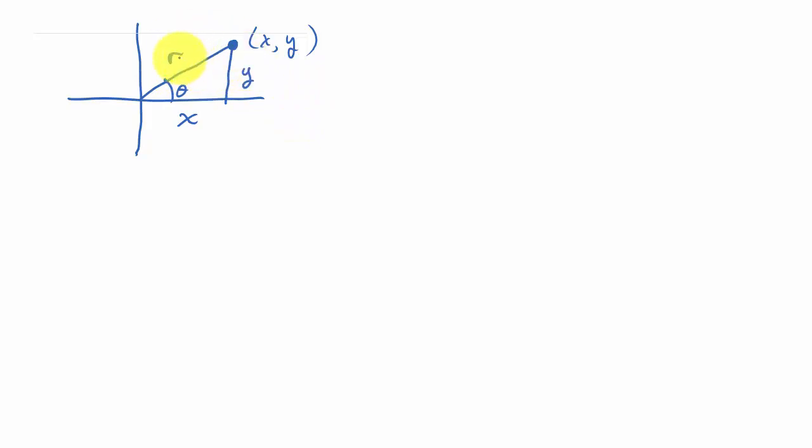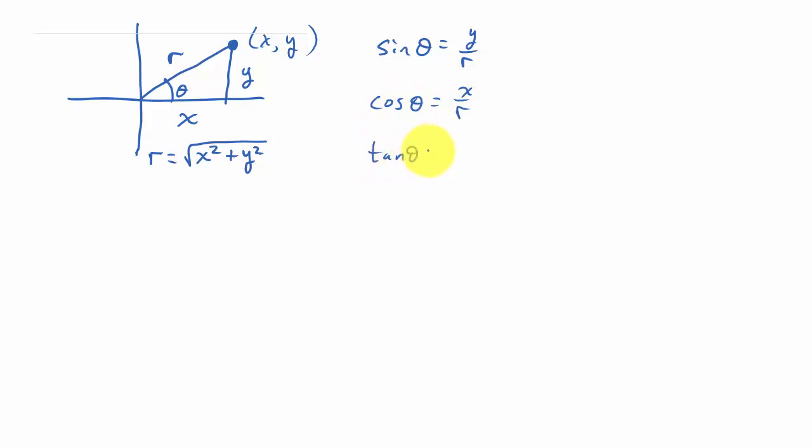And you know by the Pythagorean theorem, r squared is equal to x squared plus y squared. So that would actually give us r, if we square root both sides, r equals the square root of x squared plus y squared. Remember your properties that sine of theta is equal to y over r. Cosine theta is x over r. Tangent theta is y over x.